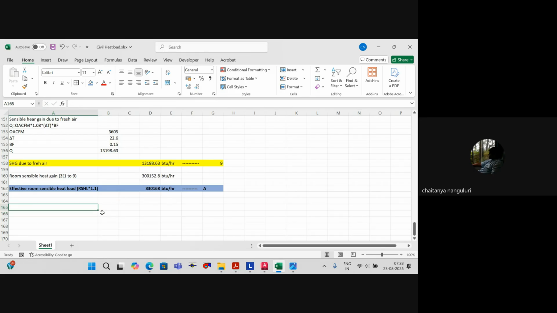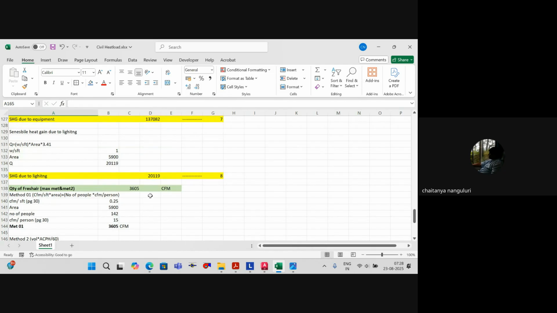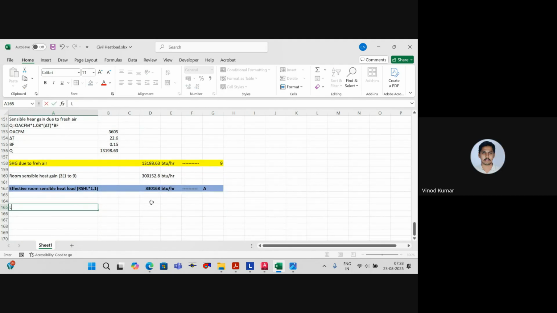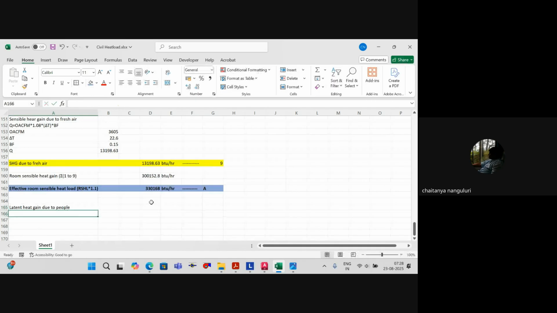So again, we will start with latent heat gain. We have got only two things: one is because of people and the other is because of pressure. So latent heat gain due to people is equal to number of people into BTU per person.